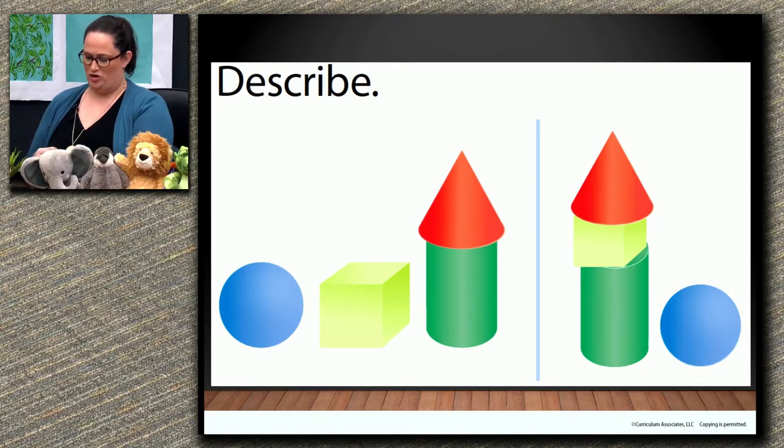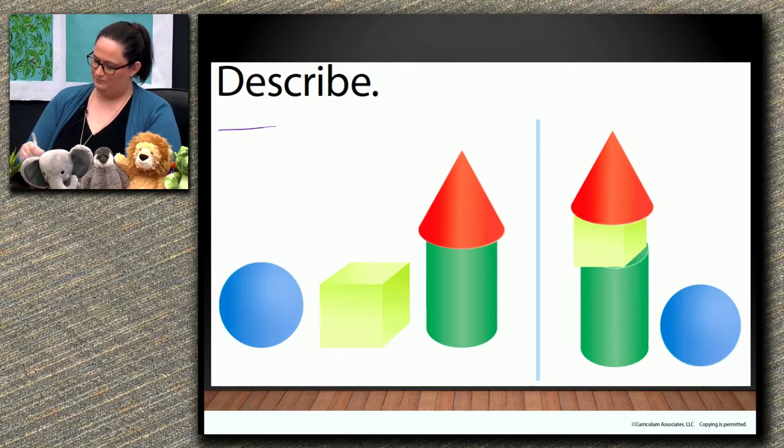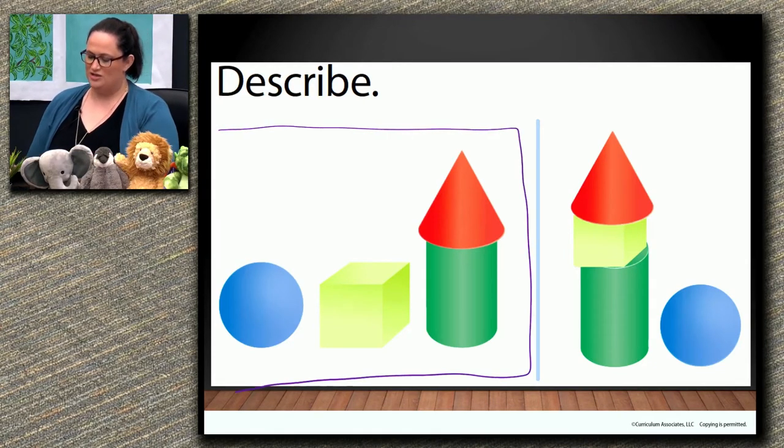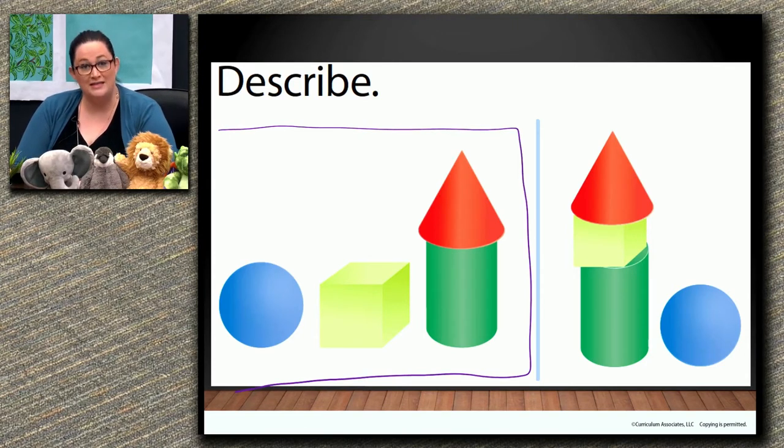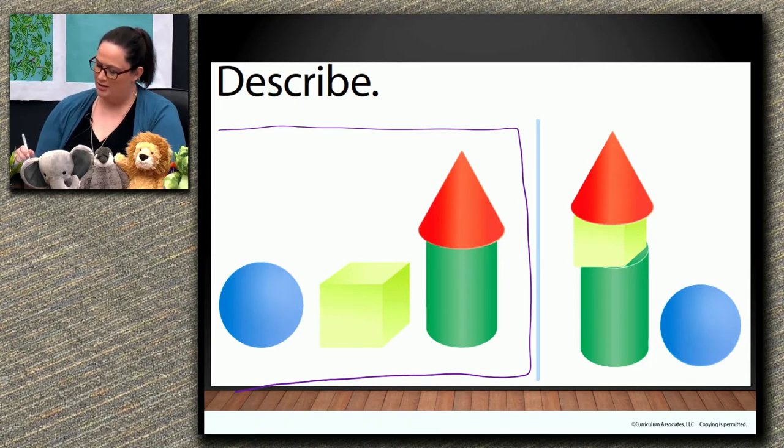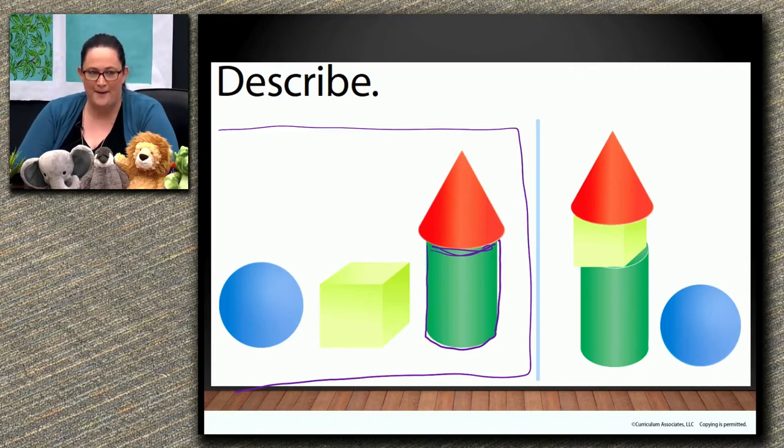Look at the first picture, this one right here. How could we describe the shapes in this picture? What do you see? Where's the cylinder? Mabel, where's the cylinder in this picture? The green cylinder, Mabel said, is under the cone. It's right here. Here's the green cylinder under the cone. Okay.